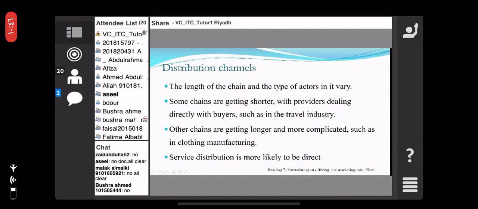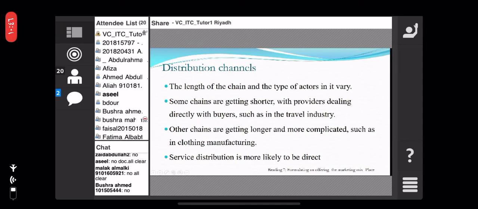Other chains are getting longer and more complicated, such as in clothing manufacturing. In clothing manufacturing, one party will go to another party, and that one will go to another. They will sell, and finally it reaches the customers as clothing. However, when it comes to the travel industry, it becomes very short. Similarly, service distribution is more likely to be direct.